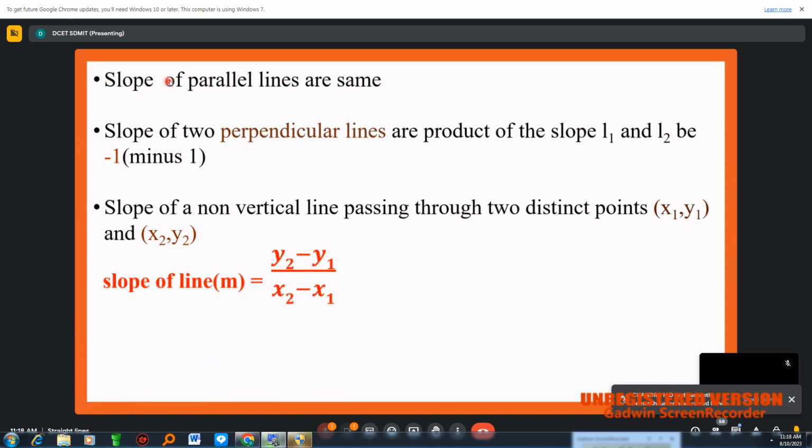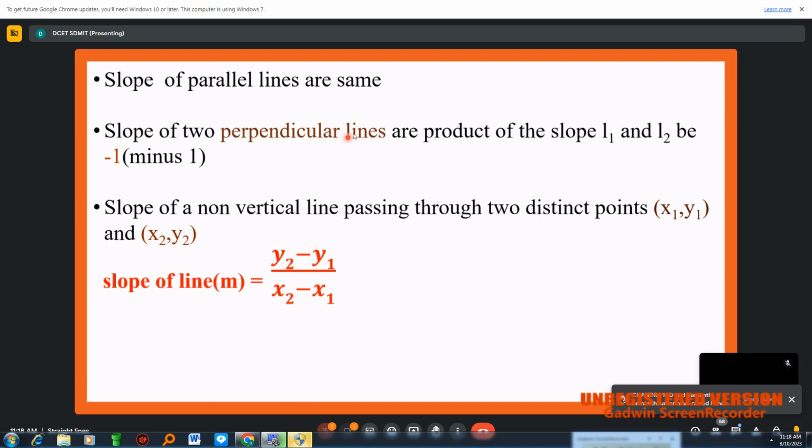And if you have two parallel lines, then the slope of those two parallel lines will be the same. Slope of parallel lines are same. That is, if you have two parallel lines, then the slope of those two lines is also the same.